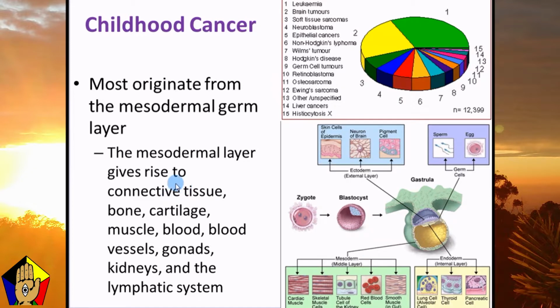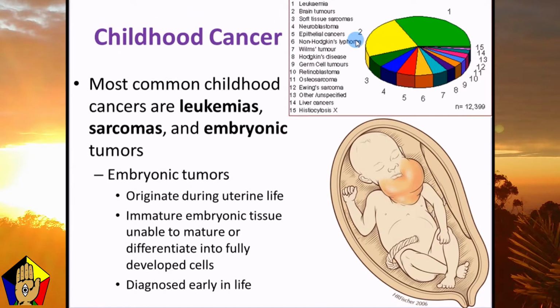So you see things like connective tissue, bone, cartilage, muscle disorders, and lymphatics. So we'll talk about leukemias. In fact, childhood cancers here, you can see them rated. So the most common is leukemia, second most common are brain tumors. All right, and here's a slide that actually illustrates it more. So common childhood cancers: leukemias, sarcomas, which are related to connective tissue, like muscle, bone cancers, and then embryonic tumors, which come from stem cells.